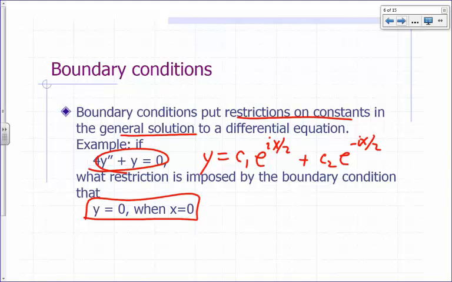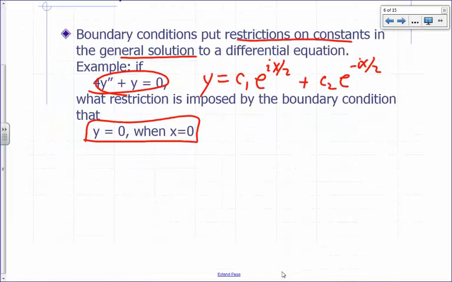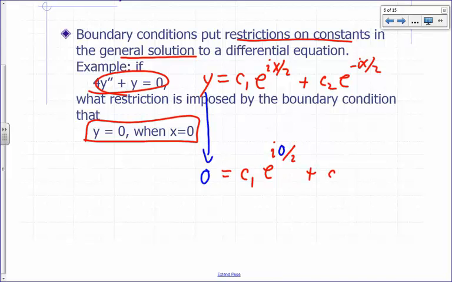Let's say I have this problem. Then this is the differential equation. I need to solve that problem. And I know that if x is 0, y must be 0. So you plug it in. Okay? So when you impose your boundary condition, you're going to say y is 0 when x is 0, right? So 0 equals C1 e to the i x, which is 0, divided by 2, plus C2 e to the negative i, and x is 0, divided by 2.